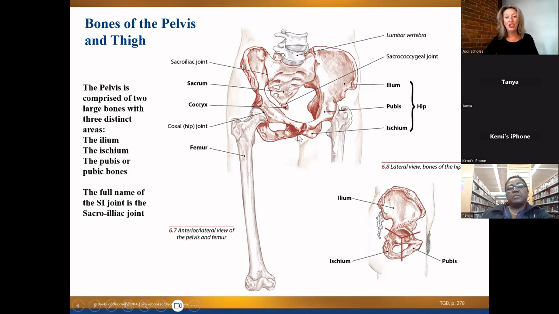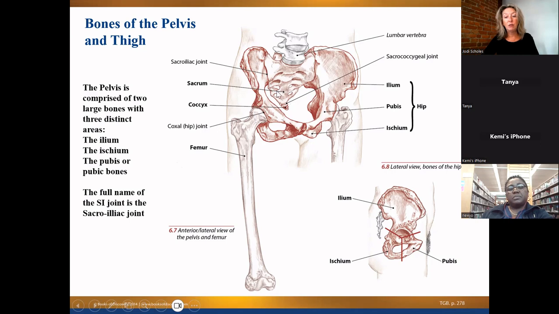Down here we have the ischium. That's where we get the ischial tuberosity. We'll talk about that in a minute. And then we've got the pubis bone. That's where we get the pubic symphysis, right? The pubic symphysis. All right, but let's go ahead and take a look at these other areas that are marked.